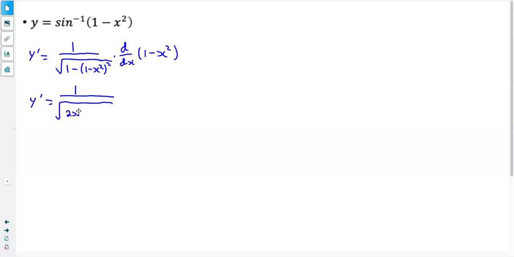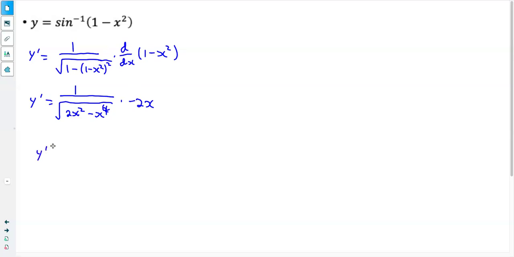And I should say x squared, because that wasn't just x, it is x squared. And then we've got negative x squared times negative x squared, which is positive x squared. But we've got that negative in front, so that's minus x squared. Or sorry, x to the 4. And then that's times our derivative of 1 minus x squared, which is negative 2x.